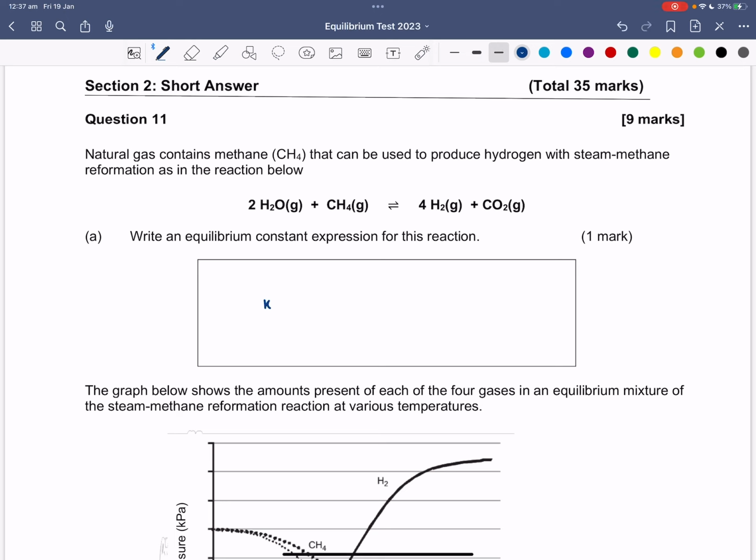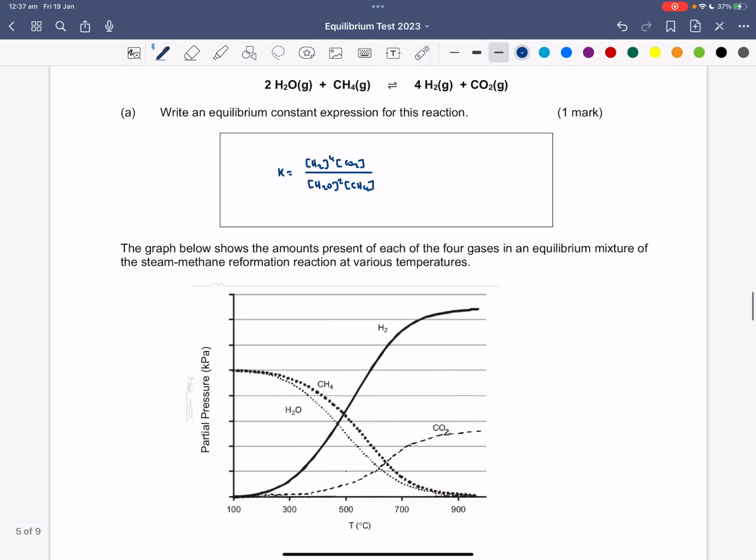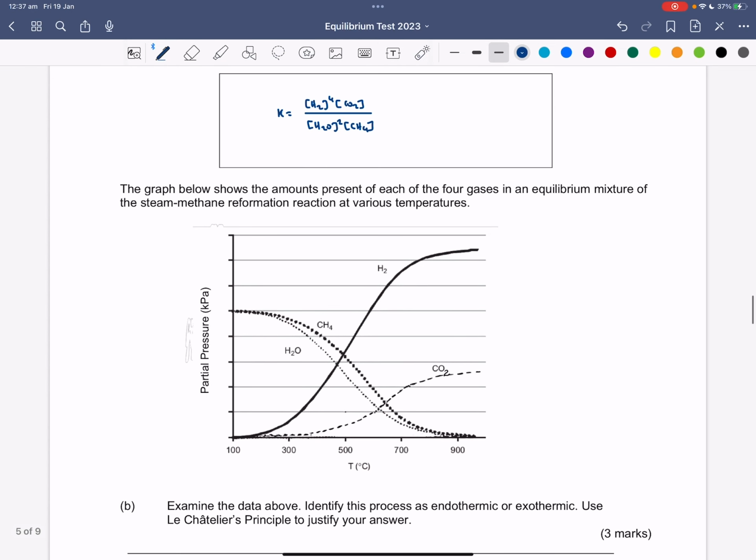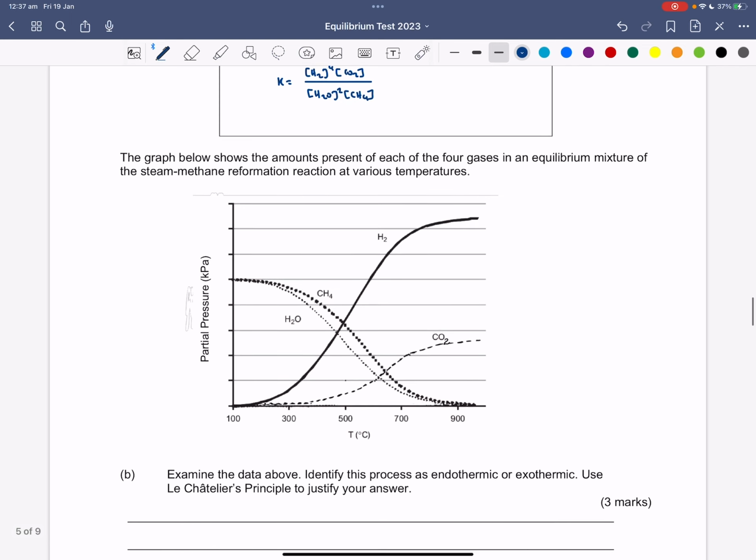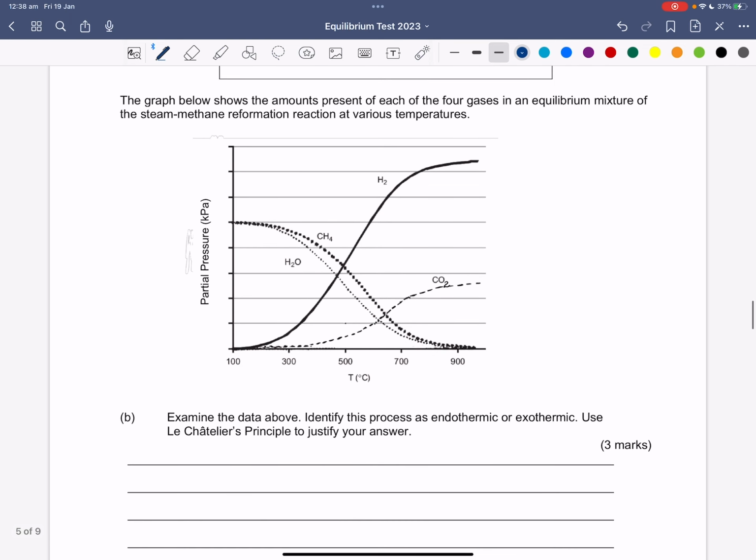So always products on top, so that would be H2 to the power of 4, CO2. Obviously, we're going to include everything because they're all gases, divided by concentration of H2O squared times concentration of CH4. Pretty easy. Don't forget to write K equals. The graph shows the amounts present of each of the four gases. Examine the data above, identify the process as endothermic or exothermic, and use LCP to justify your answer.